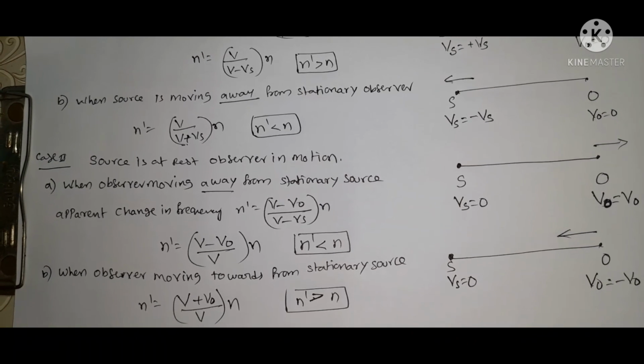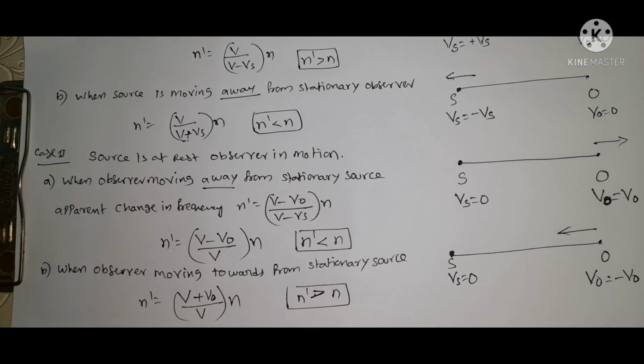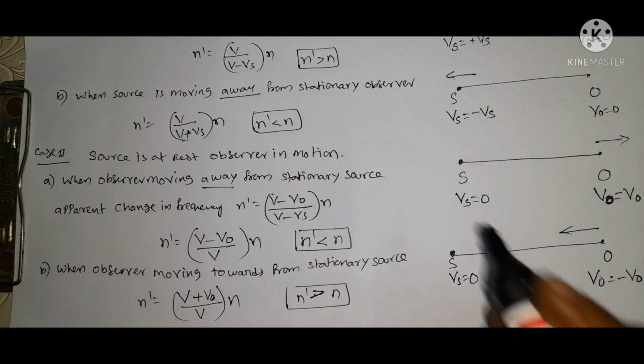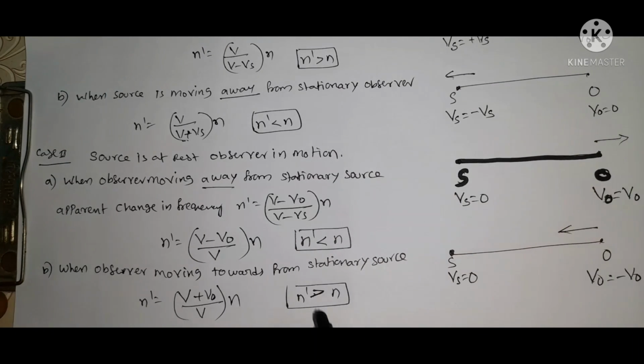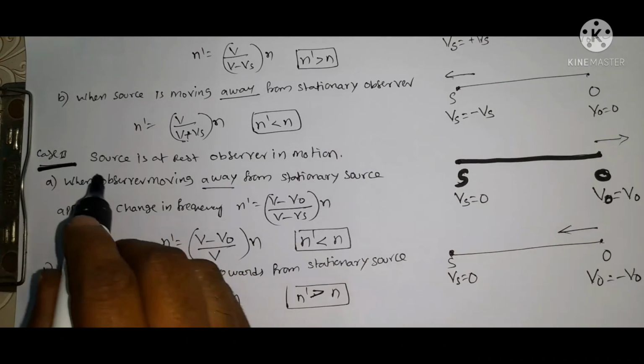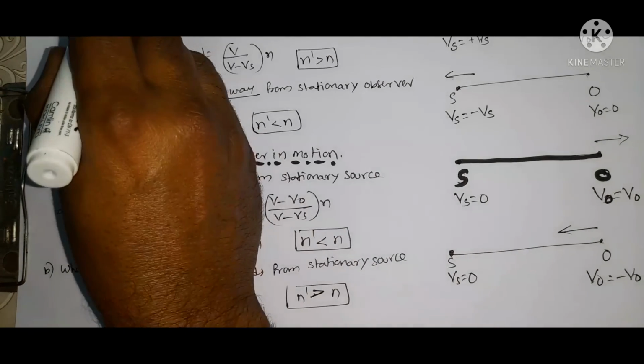So these are the conditions for the Doppler effect, and two conditions you can observe here. This is one: source, observer. Case 2: source, observer, motion. This is condition 1.